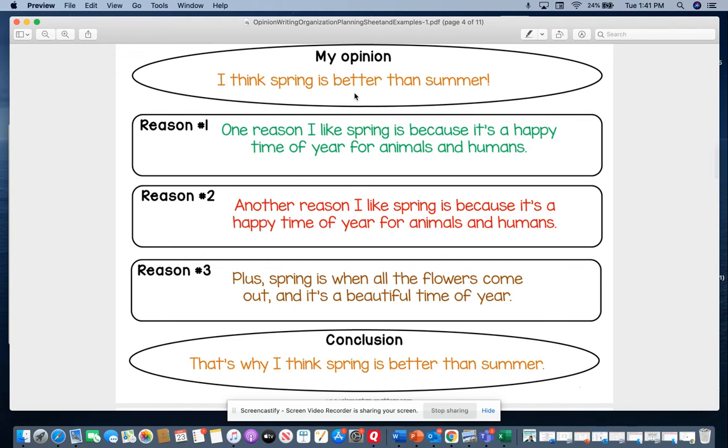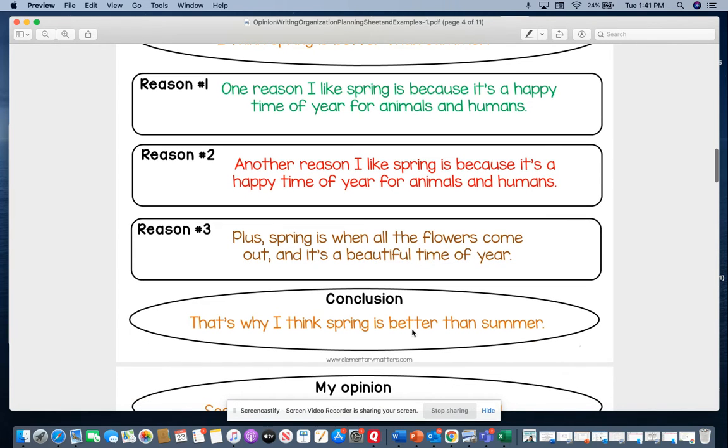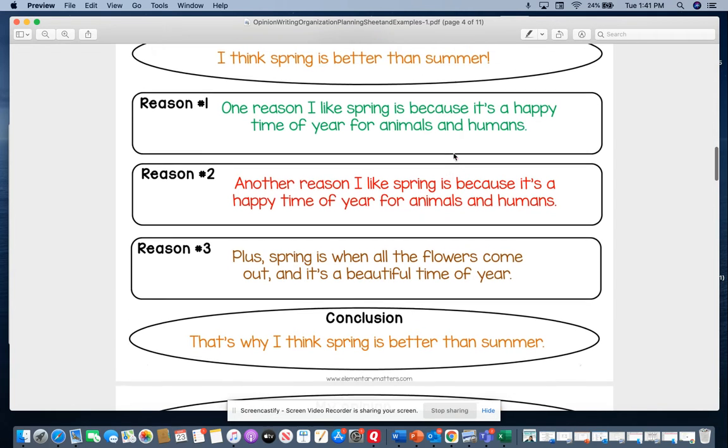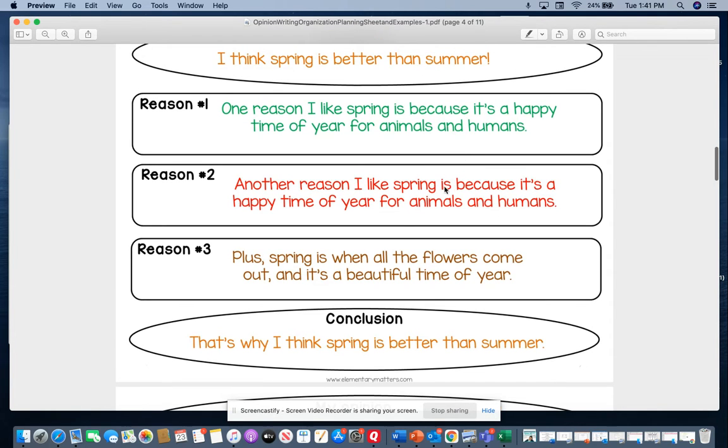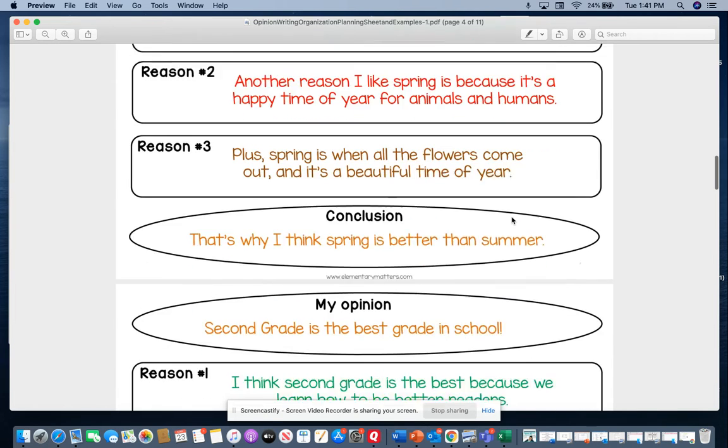This one is the person's opinion is they think spring is better than summer. One reason I like spring is because it's a happy time of year for animals and humans. Another reason I like spring is because it's a happy time of year for animals and humans. And plus, spring is when all the flowers come out and it's a beautiful time of year. That is why I think spring is better than summer as a conclusion. Well, this one right here has 2 of the same reasons. So this one would not be the best example because we would want to have 2 different reasons for this.